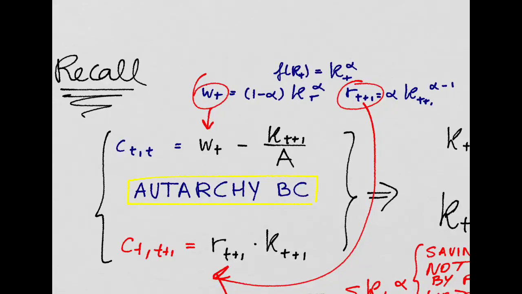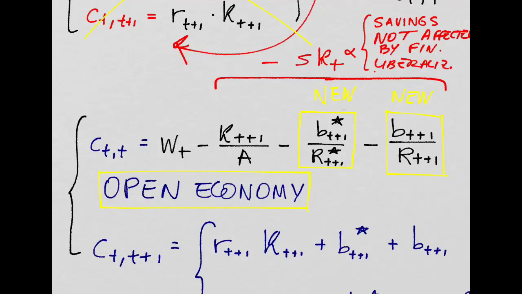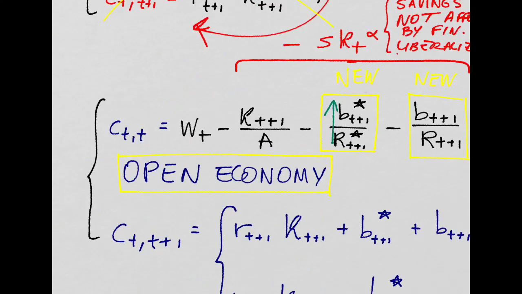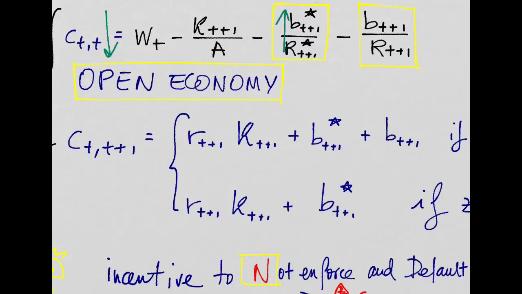So now the economy is going to look a little different from the closed economy case. First, the budget constraint is going to change. Even though liberalization does not change the amount of savings we have, it does change what vehicles we choose to save through. Before, we only had capital, but now we have the possibility of saving in terms of bonds. So now, if we lend to the world, this is going to reduce our consumption today, but it is going to allow us to increase our consumption tomorrow.